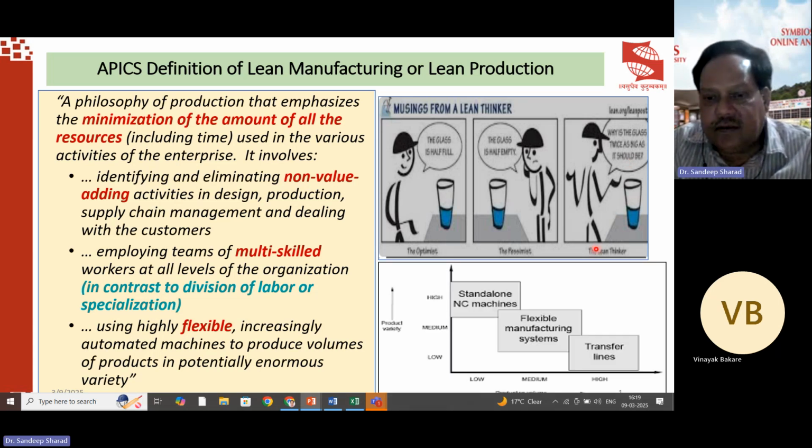And regarding the setup of a machine, if you are going with a standard NC machine, then the product variety will be low. If you are going with a flexible manufacturing system, then product variety will be medium, and the speed of manufacturing will also be medium. And if you are going for a transfer line, then the speed will be high and product variety will be low. So in the case where transfer lines are there, lean practices are going to be more suitable, where the product variety is low.